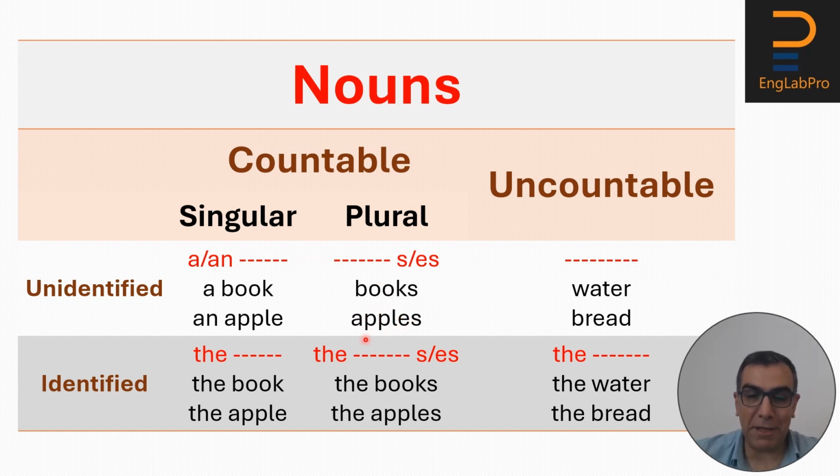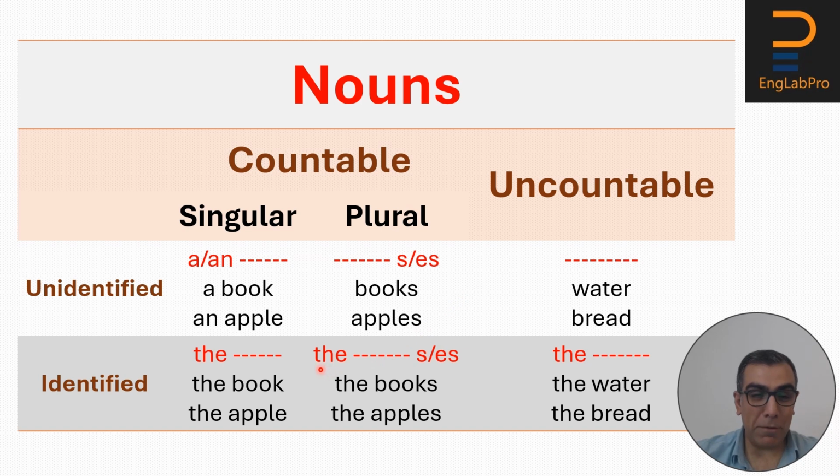It's a general thing. But when we talk about the identified book or the identified apple, say the book or the apple, we need to use the for that. It means a specific book, the book on the table, the book which we talked about previously, or the apple that I ate. I define that with my sentence and we both know which apple I'm talking about.